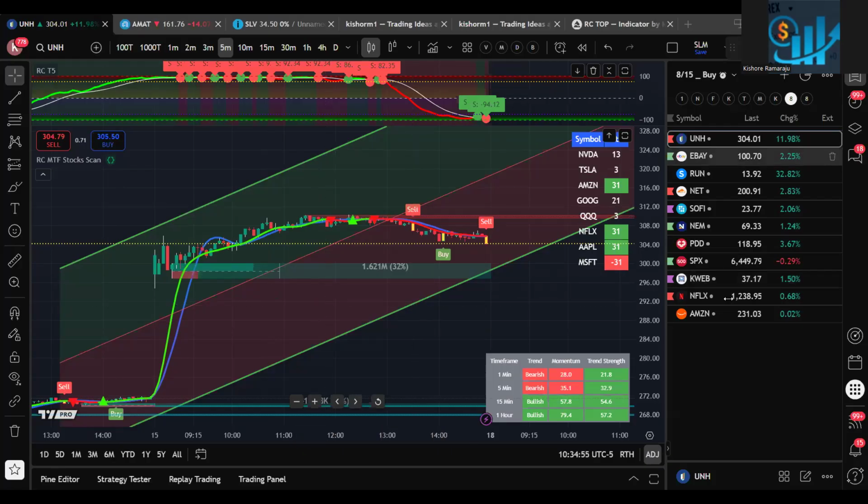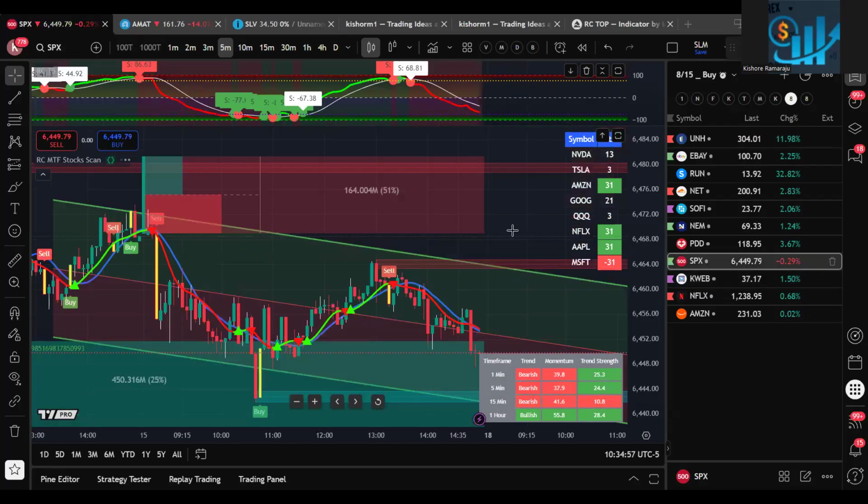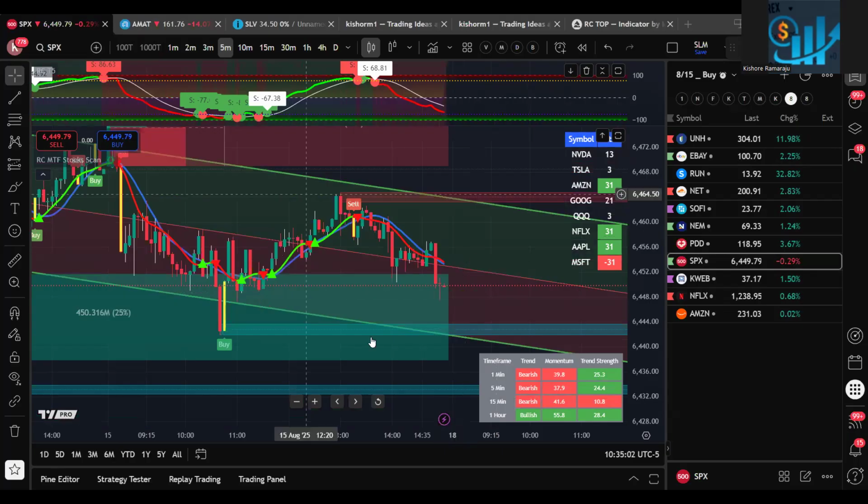If you see something like, let us go to SPX. Here you see it is in the downtrend. The channel is in the downtrend. That means it is in a bearish trend in that particular time frame, whatever you are checking.